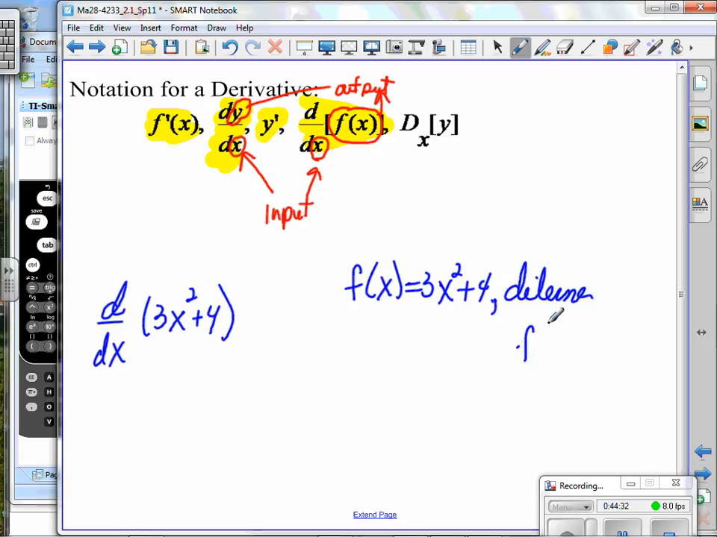Determine the derivative. Okay? These are equivalent statements. I'm asking for the same thing here. Find the derivative of this output expression with respect to the input variable x. Okay. We will be seeing this many, many times over.